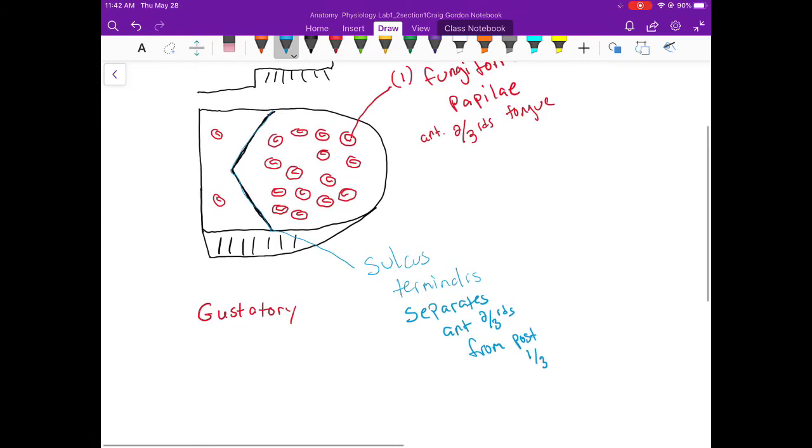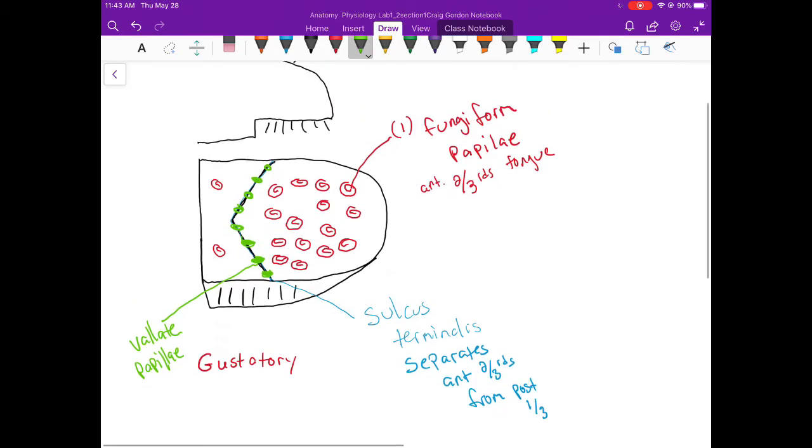All right, and then we have some taste buds on there, and we'll use a green color over here. They're actually located on the sulcus terminalis. And these are going to be called the vallate, even though it's pronounced valet, papillae. So far we have the fungiform papillae and the vallate papillae. That's number two and this is number three. Now we're not done yet. We have a couple more over here.